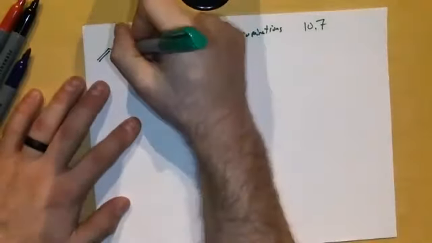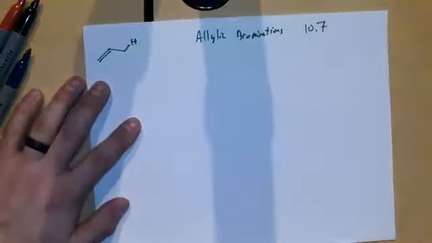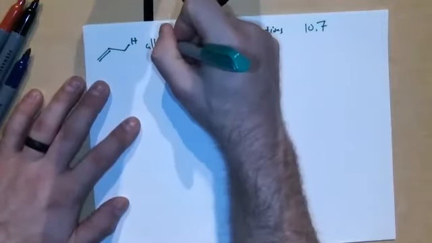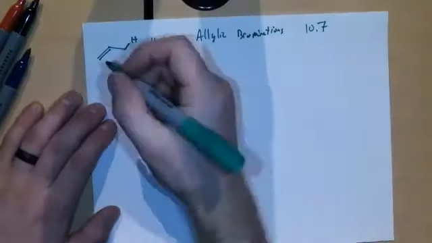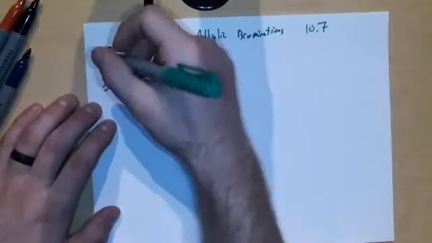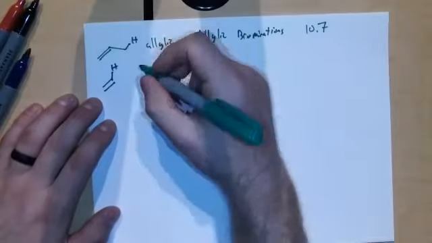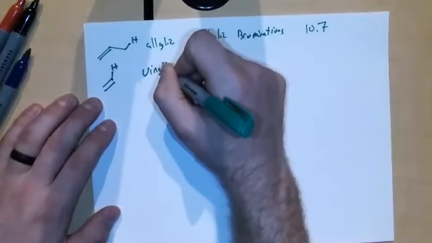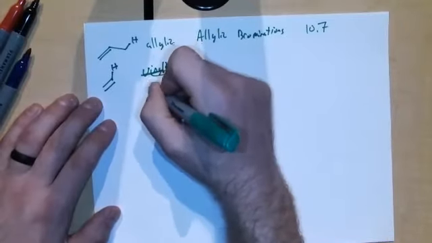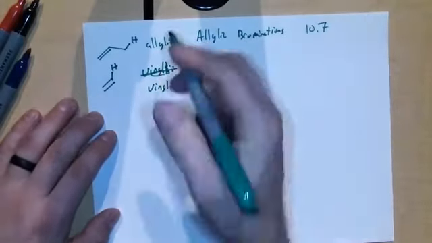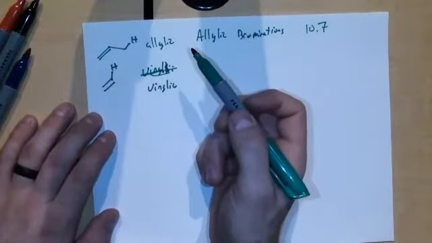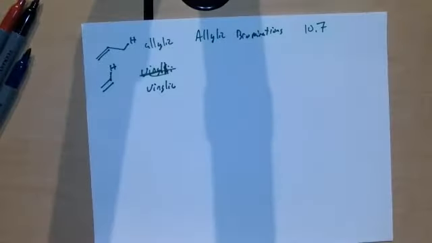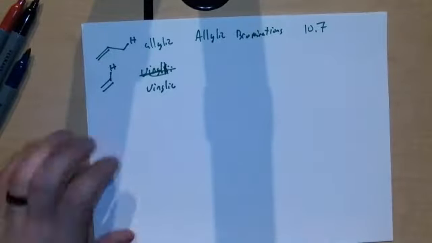Allylic is something that is adjacent, like one carbon away from your double bond, versus vinylic, which we'll talk about at a later point. I think it's only one L. And vinylic just means that it's directly attached to your double bond here. So when they say allylic bromination, they're referring to this position that is one away.